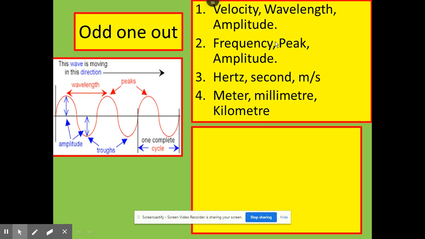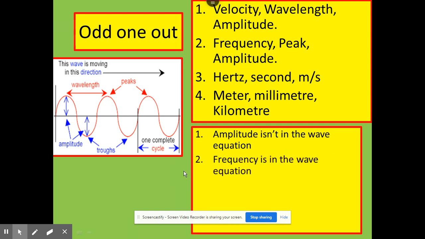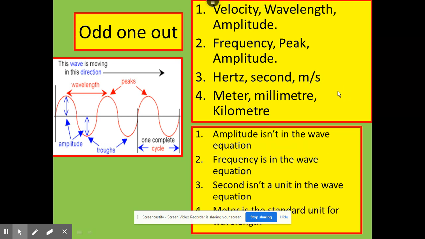Okay, so for velocity, wavelength and amplitude, I think the odd one out here is amplitude, because amplitude of course isn't in the wave equation, but velocity and wavelength are. For number 2, I picked frequency, because frequency is in the wave equation, but the peak of a wave and amplitude aren't. For number 3, second isn't a unit that we use in the wave equation, but hertz is. It's in frequency, and meters per second is. And then for number 4, meter is the standard unit for wavelength. Millimeters and kilometers have to be converted.